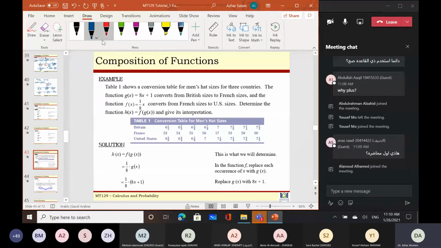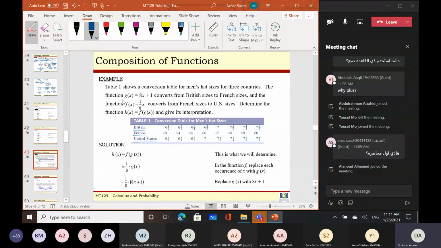Let's read the question here. In this table, it shows the conversion table for men's hat sizes for 3 countries. I have 3 countries, which are Britain, France, and United States. And these are the sizes, the conversion between sizes of hats. This gives me the conversion operations for hat sizes in the three countries: Britain, France, and the United States. Okay, this is the table of conversion.